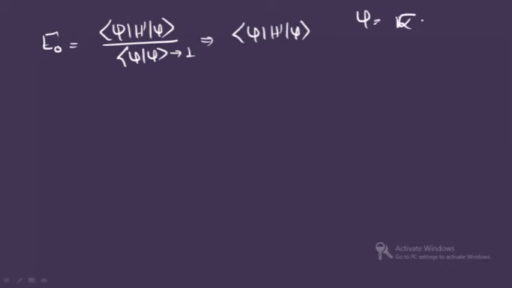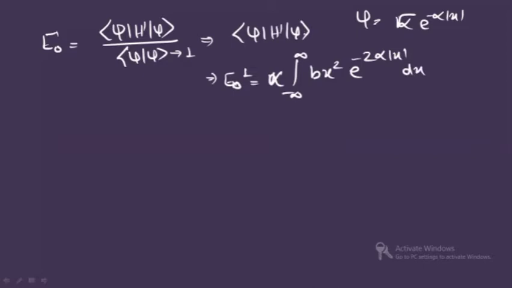It was root over alpha e to the power minus alpha mod of x. So from here, when you calculate the first order energy correction to the ground state, you can write integral from minus infinity to plus infinity. This will come 2 times, so it will be only alpha. Here H prime is Bx square. This will become e to the power minus 2 alpha mod of x dx. Just put the value of psi and H prime. So from here what you will get? Again alpha and B, B is constant, so it is outside.